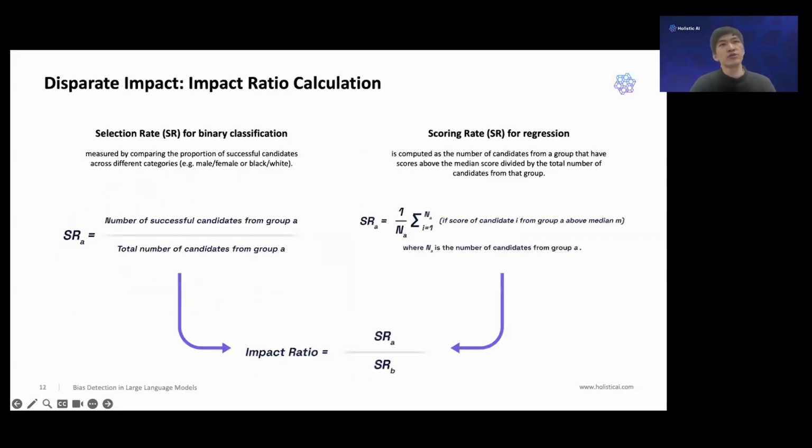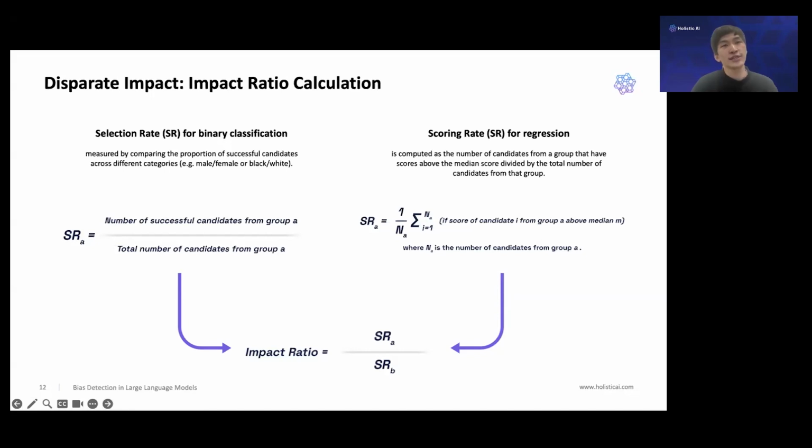So now, let's walk through how disparate impact is quantitatively measured during a bias audit, specifically focusing on the impact ratio calculations. For different types of AEDT, we have different ways to calculate the impact ratios. For binary classification tasks, where the model provides yes or no, we use the selection rate. This is calculated by comparing the proportion of successful candidates across different categories, like male versus female or Black versus white. And the formula is simple. The number of successful candidates from a group is divided by the total number of candidates from that group.